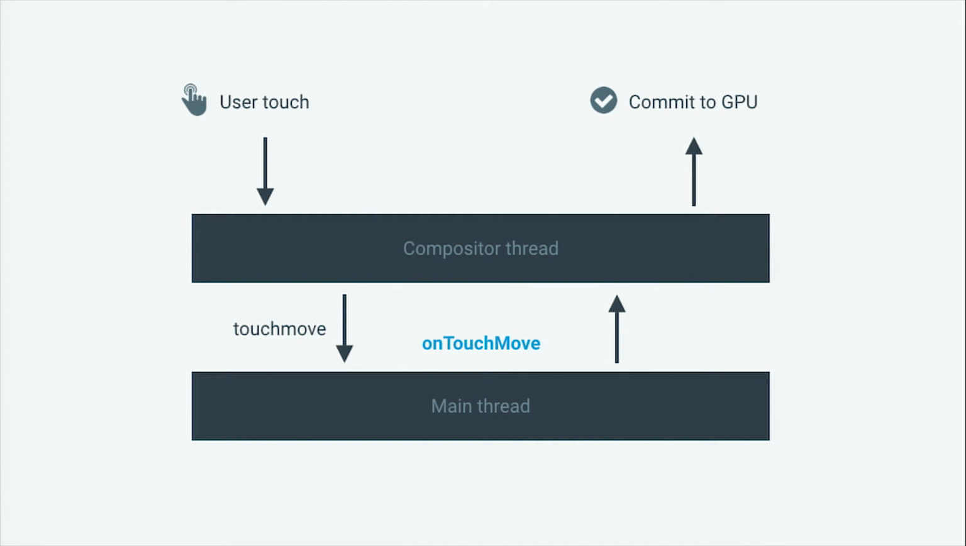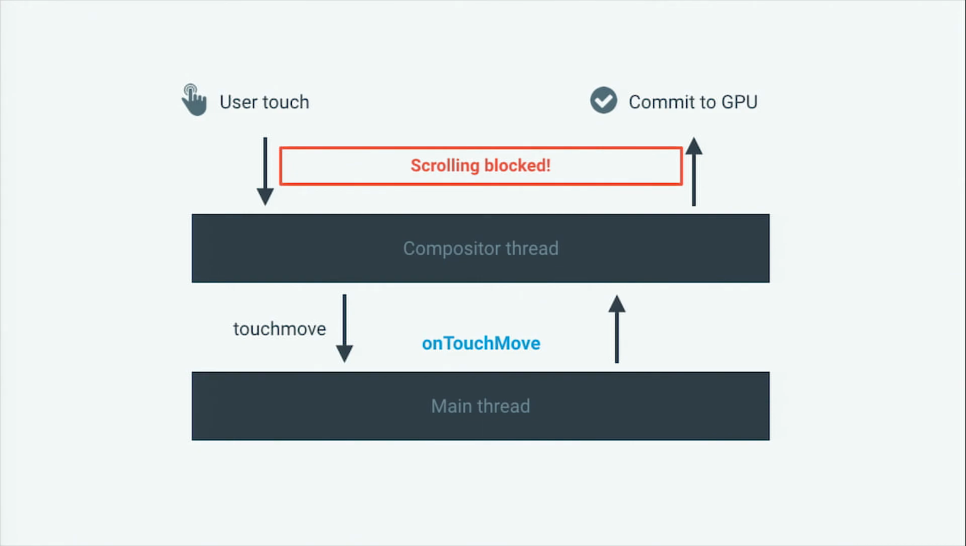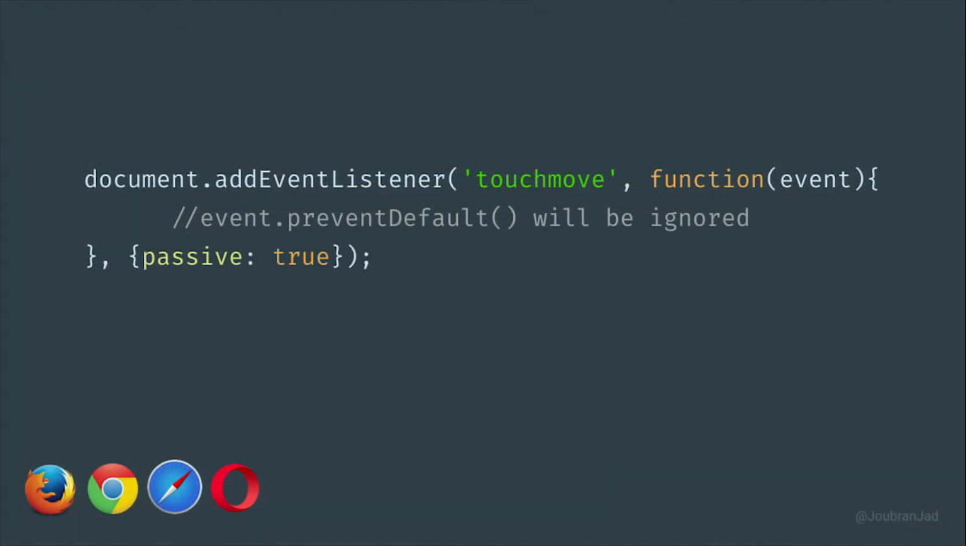So why can't we go directly to the compositor? Because we need to know if you canceled this event. And this means during this entire time, scrolling is blocked. And this is terrible. So this is why I told you this is not our problem. This is an API problem. This is why we now have this passive: true, which basically you're saying, I'm not going to cancel this event. And even if you cancel it, it's not going to do anything. And this basically lets the browser short-circuit the entire thing and directly commit to the GPU.